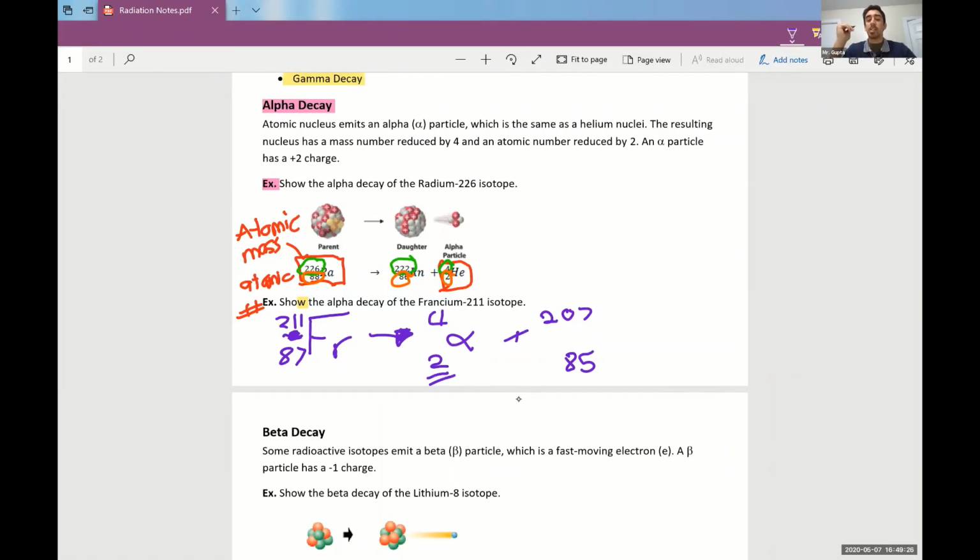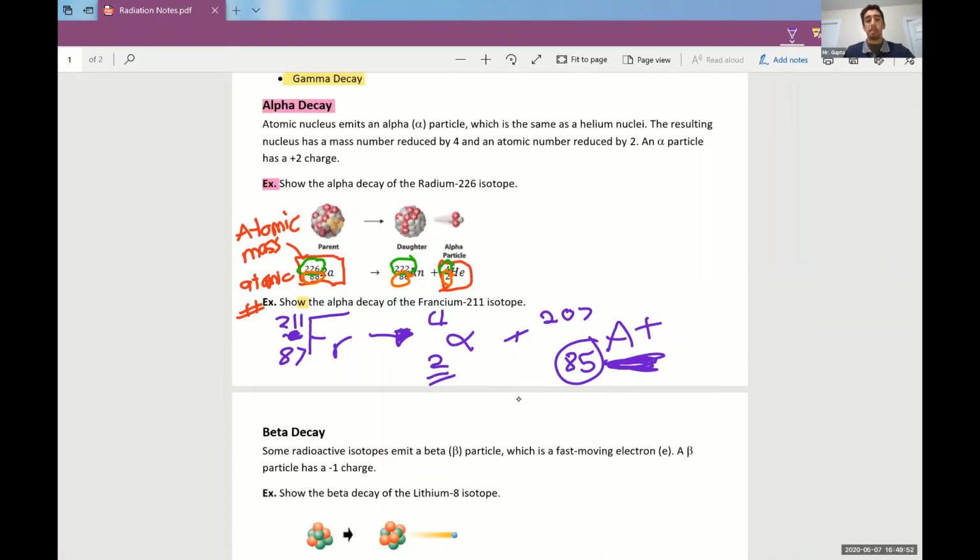The last thing you need to do for this question is figure out the element. Which element symbol do we put? If the atomic number is 85, you can go to your periodic table and see which element it is. In this case, it would be astatine 218. So that's alpha decay in a nutshell.